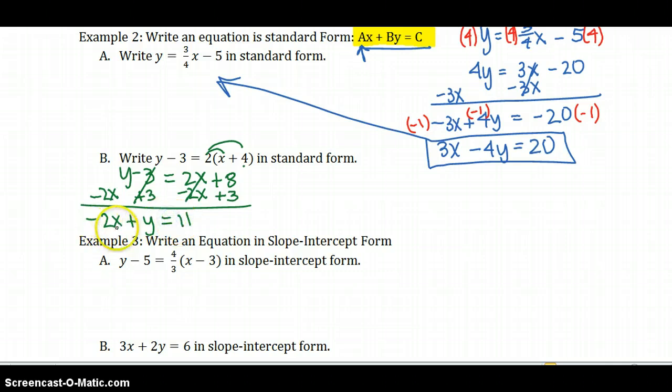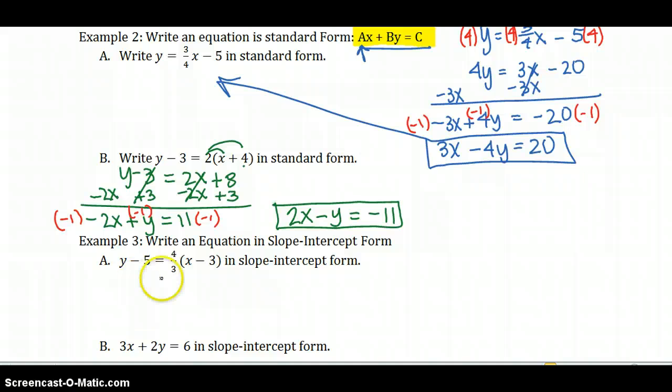But again, my a cannot be negative. So when I go through and I multiply everything by negative 1, everything, I end up with a positive 2x, a negative y equals a negative 11. And the greatest common factor is 1. So there I go.